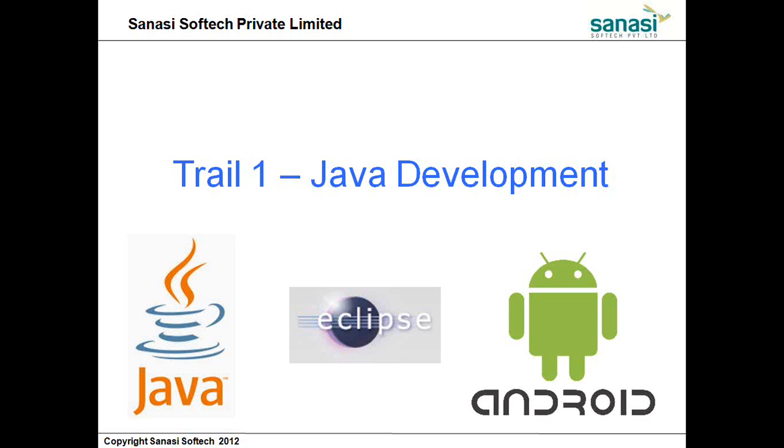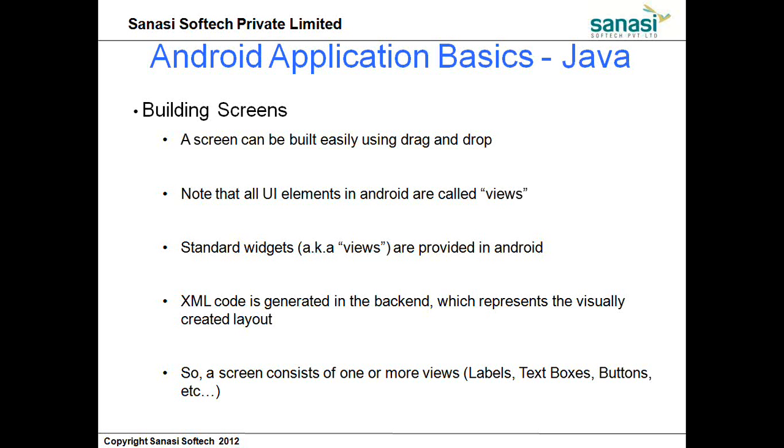If you want to build an application in Java, what is it that you need to do? Obviously your application must have at least one screen, and that screen might have some UI elements like buttons, checkboxes, radio buttons, and so on. Typically you can build a screen using drag and drop. Now that is one technique, but remember that the screen is typically represented with XML code in the backend. So if you're good at XML, you don't have to use drag and drop. You can directly start writing code in XML as well.